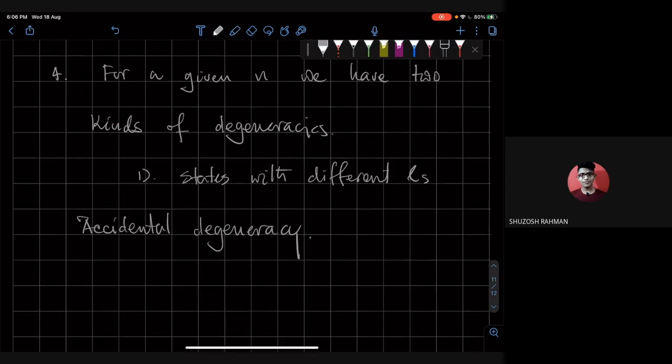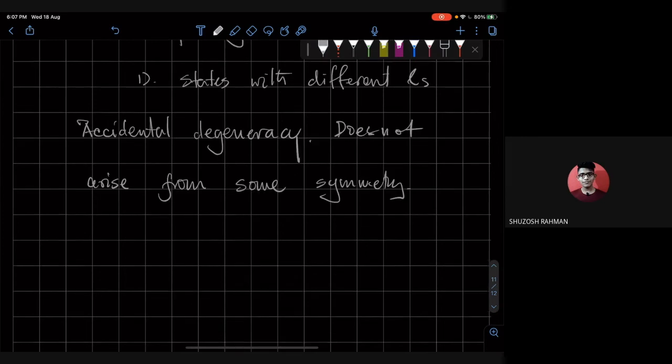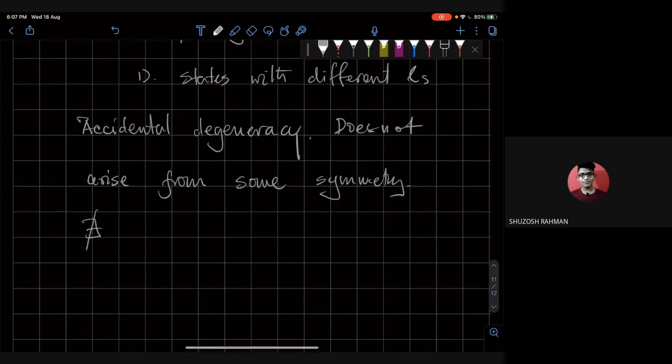And why is that? Because this degeneracy does not arise from some symmetry. That is, there does not exist an operator O such that it commutes with the Hamiltonian, right?